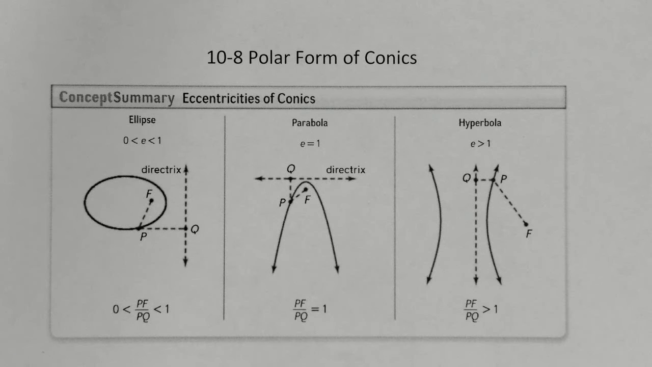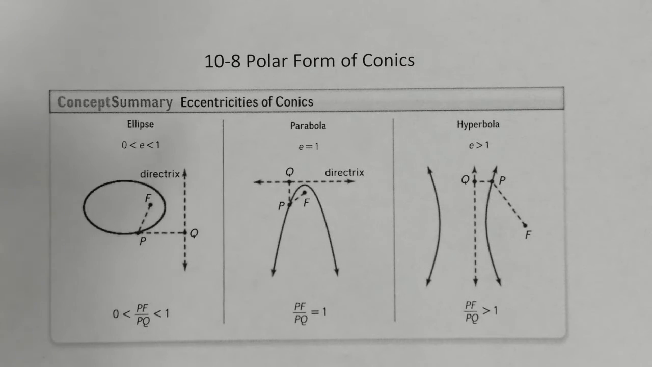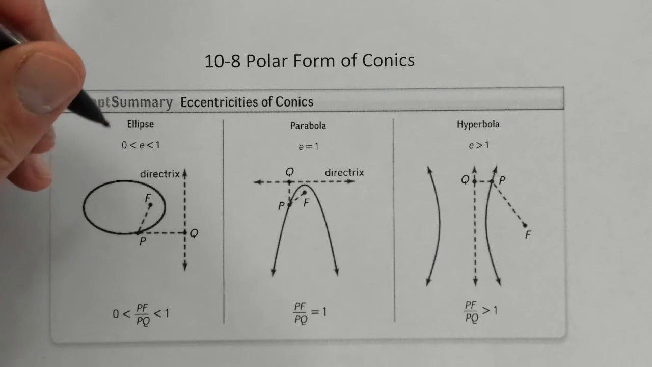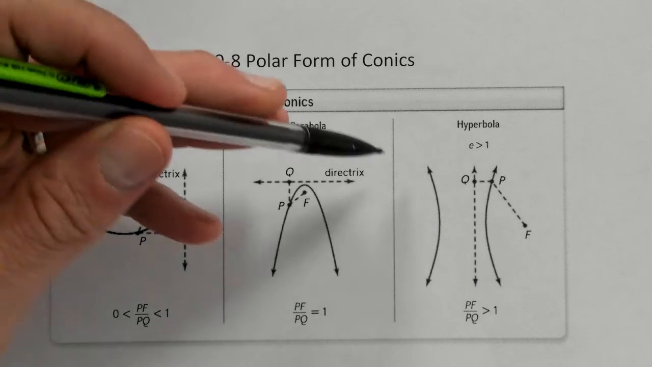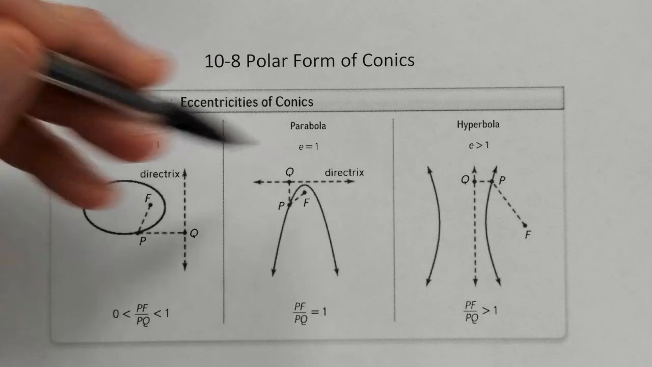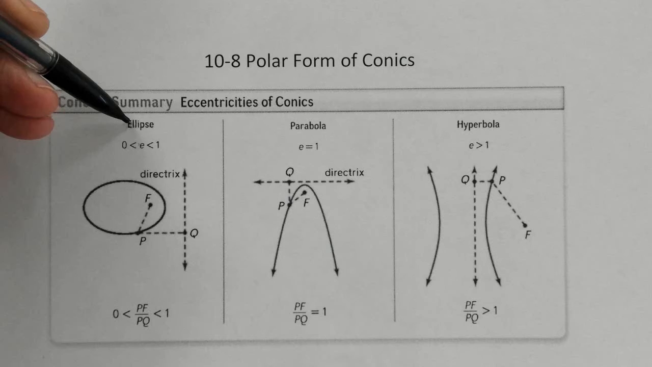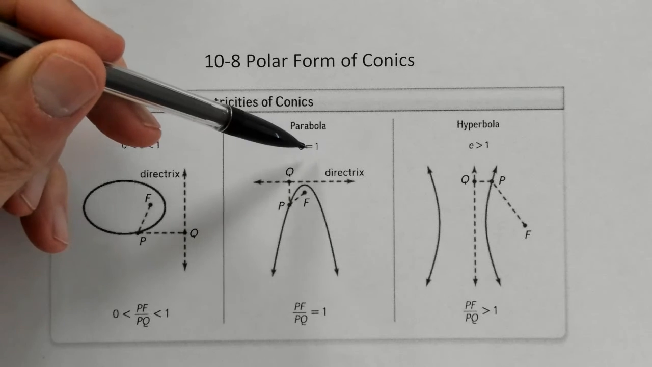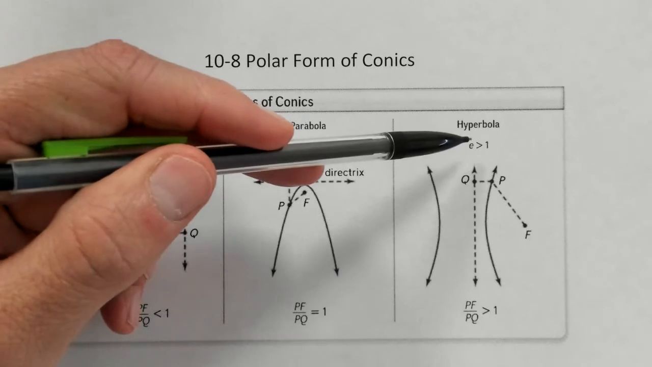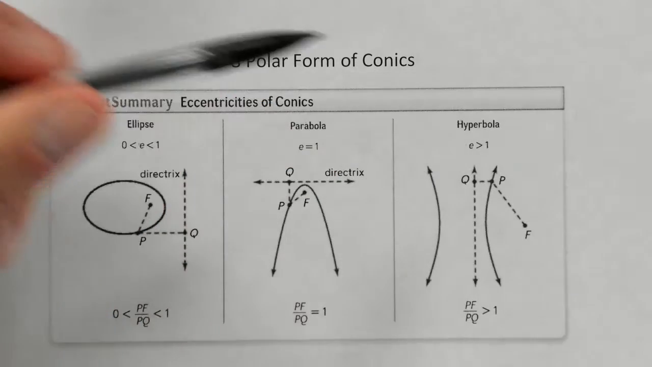All right, so in this section 10-8, we're going to be looking at the polar form of conics. And so we kind of have an overview here. In polar coordinates, the type of conic is really determined by the value of E. If E is between 0 and 1, you've got an ellipse. If E is equal to 1, it's a parabola. And if E is greater than 1, it is a hyperbola.